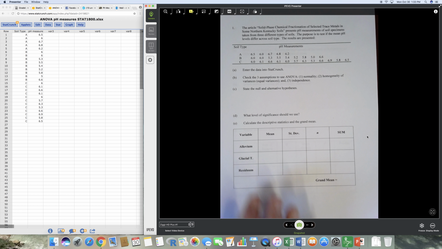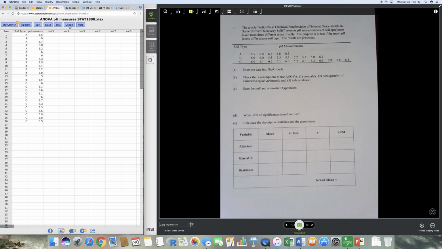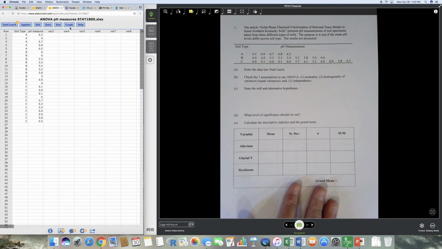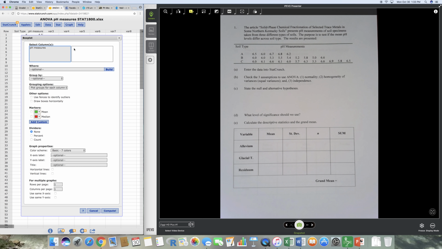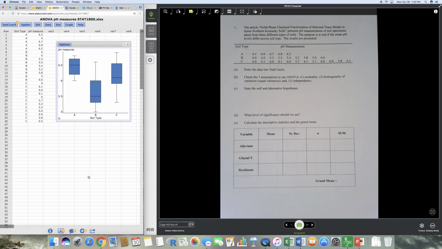So check the three assumptions. The normality assumption, there's really not a lot you can do. There's something called a Shapiro-Wilks normality test, but I don't teach that anywhere but in my grad classes. So what I would first of all look at is a box plot, and I would look at the pH measures, and I would want to group by soil type. And I would want to use fences to identify outliers, and I will compute.